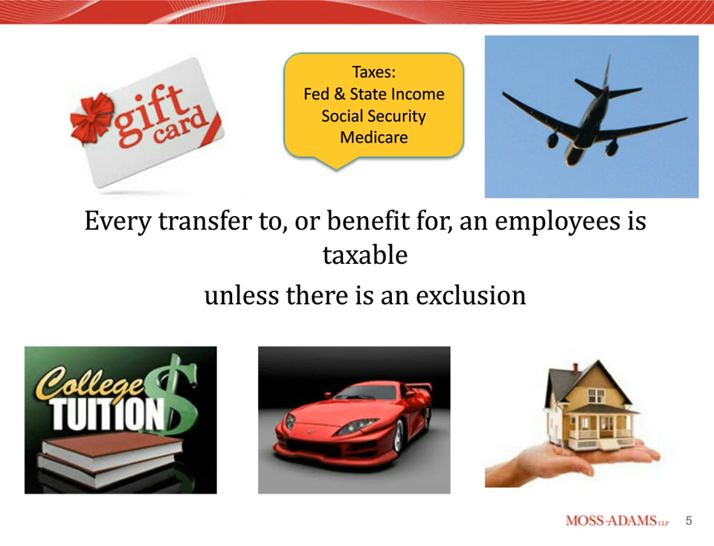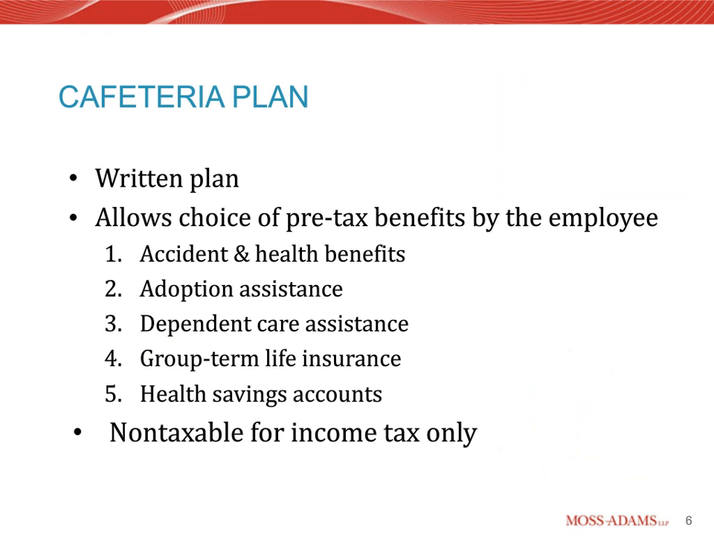So the way to start the discussion is first with what everyone is probably already familiar with, which is the cafeteria plan option. And that is a written plan, it has to be written, and it allows a choice of only specific pre-tax benefits for the employee. I've got them listed up here on the screen: accident and health benefits, adoption assistance, dependent care, group term life, and health savings account. So these are going to be non-taxable for income tax only. This is one of those exceptions to the general rule where it is not going to get you out of the payroll tax, but it does get you out of the income tax. People are pretty familiar with this benefit, so I'm not going to spend a lot of time on these exceptions to the everything-is-taxable rule.